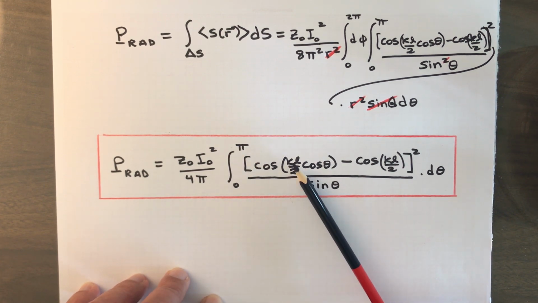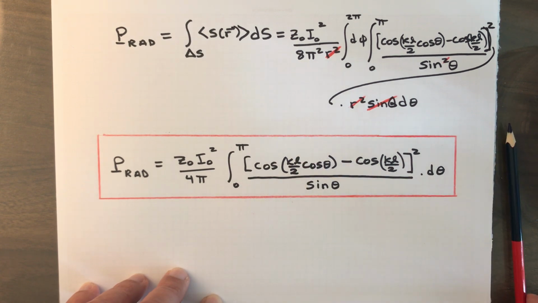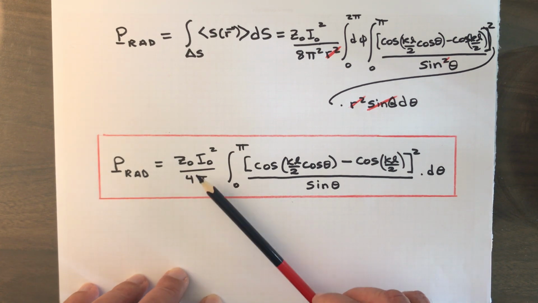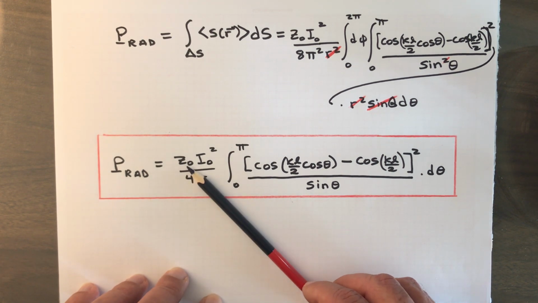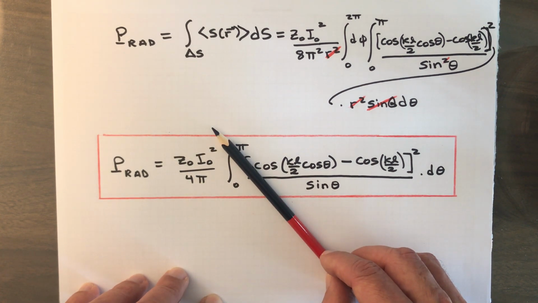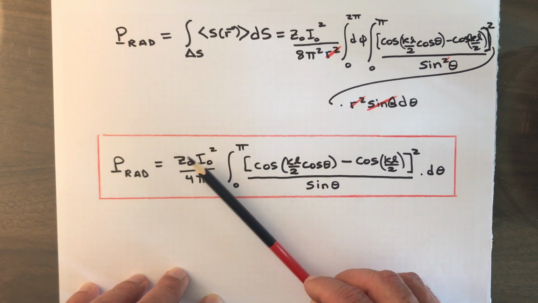And so again, remember k is the wave number, so that's 2 pi over lambda, times some constants in the front. Now, in passing, we should remind you that Z naught is the characteristic impedance of the vacuum. So that is equal to the square root of mu naught over epsilon naught, or 377 ohms.